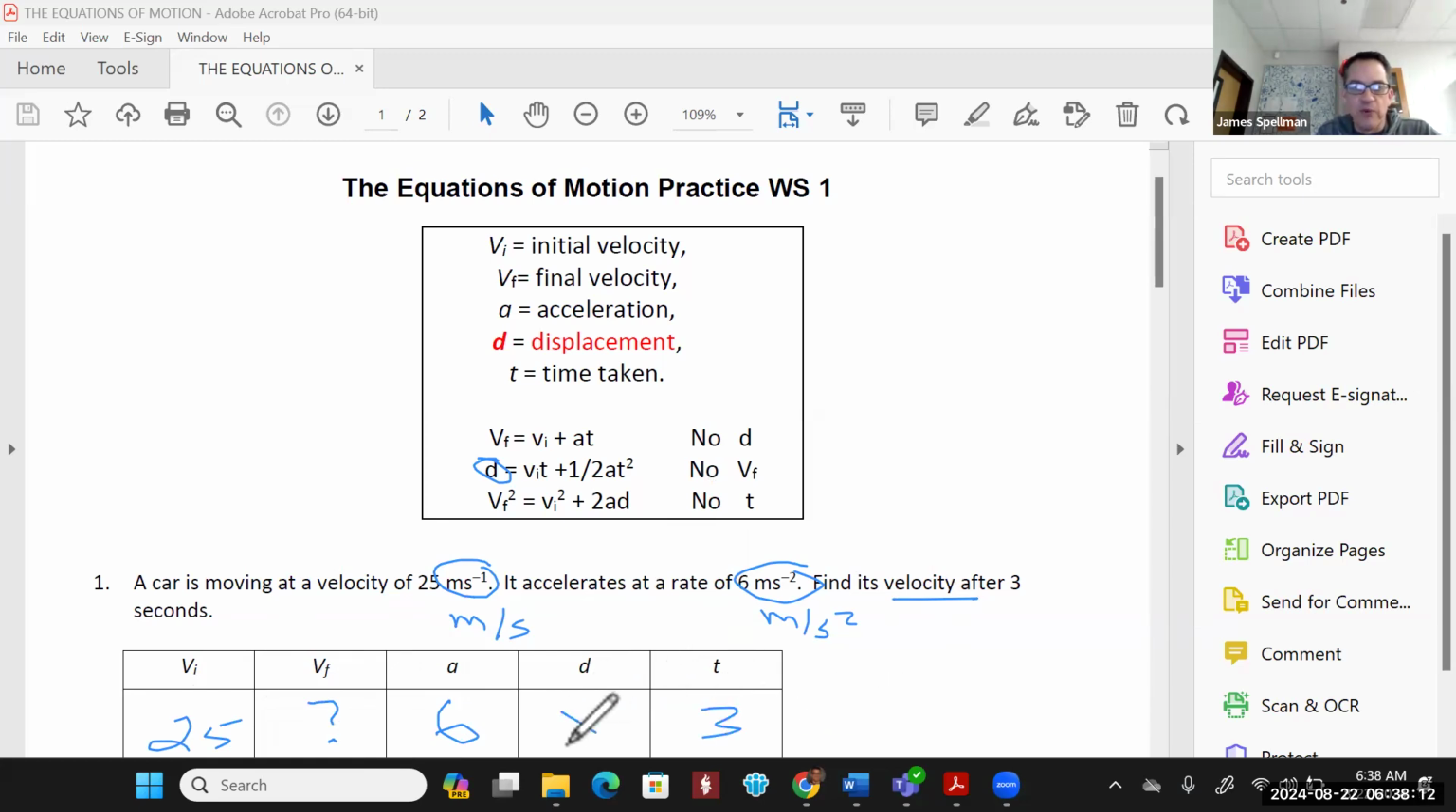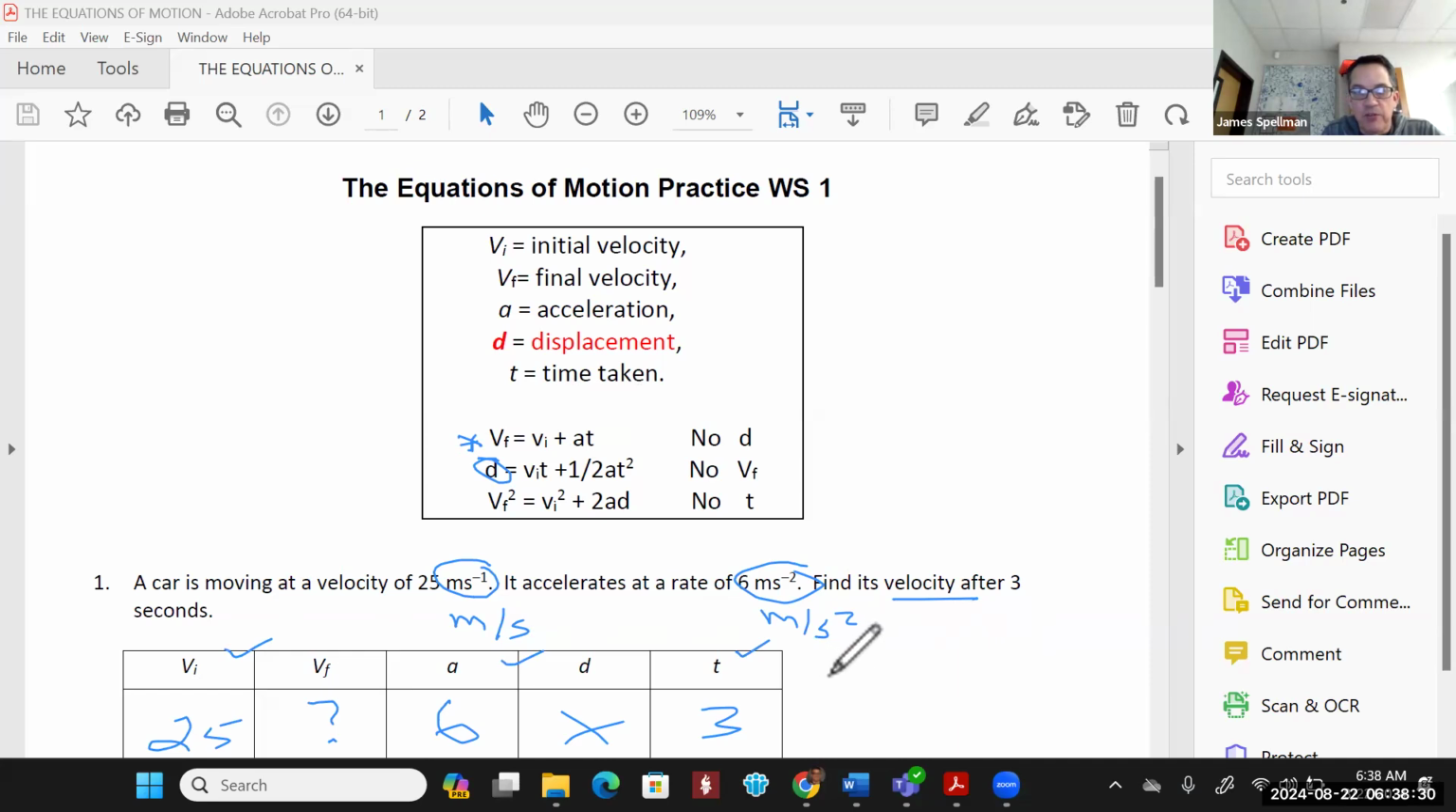So the thing we don't have is distance. We're trying to solve for final velocity. We've got a formula for final velocity that we can use if we know VI, A, and T. We know VI, we know A, and we know T. So now we just substitute everything in.